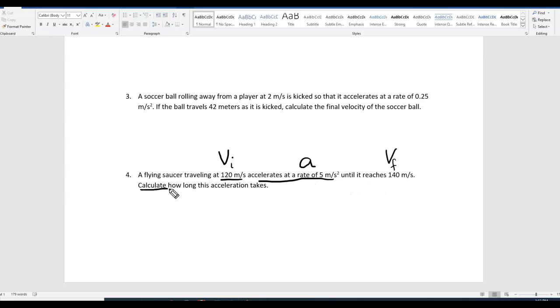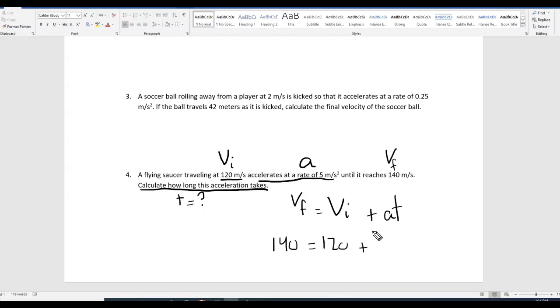Then the question says calculate how long this acceleration takes. Remember, a question about how long is always going to be asking for time. So I want the equation that has VI, A, VF, and T. See if you can answer this question on your own. I choose the equation that has those four variables, and then I'm just going to plug into my equation. I'm going to plug in for VF, that's 140. I'm going to plug in for VI, V initial, that's 120, plus A times T. The acceleration is 5 meters per second squared, so 5 times T.